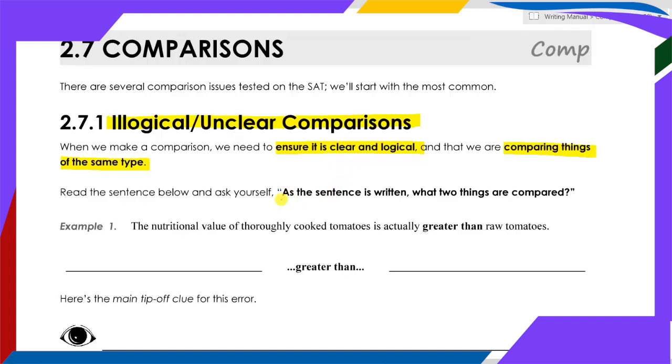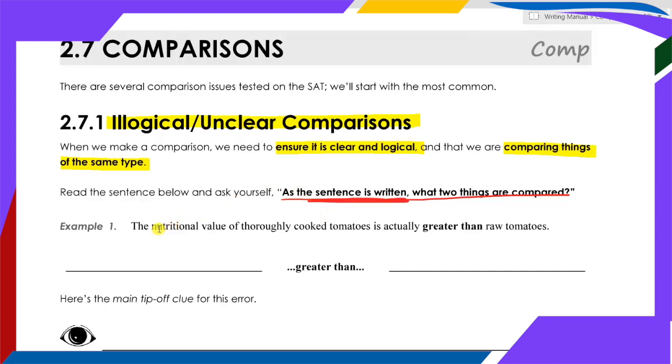So in example 1, this is the question that you want to think about, and you probably want to pause the video before you think about this question. You want to ask yourself in this example, what two things are compared as the sentence is written? You don't want to think about what you infer from the sentence, but what the sentence literally is comparing. So go ahead and look at example 1 and think about what things are being compared, and think about if the comparison is clear or logical or fair. I'm going to go ahead and work through this right now.